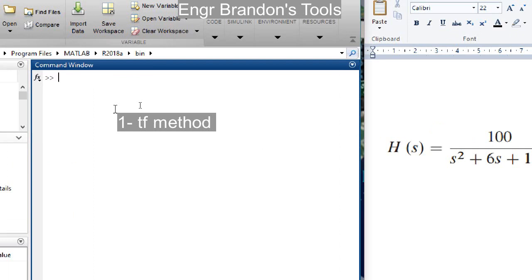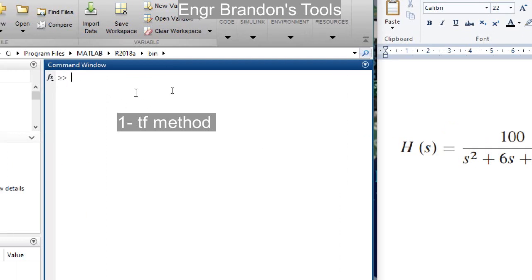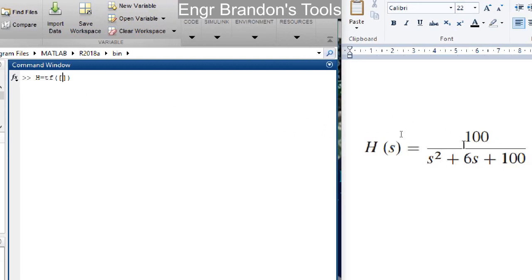With the TF method, to define this transfer function, here in my command window, I can simply type h equals TF, bracket, then inside I put square bracket. Inside this square bracket, I have the coefficients of s and powers of s with the constant term of the numerator. Here is my numerator. There is only a constant term, no coefficient of s, so I'm going to enter 100.